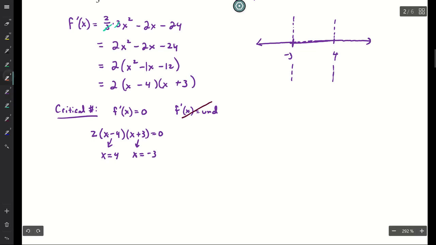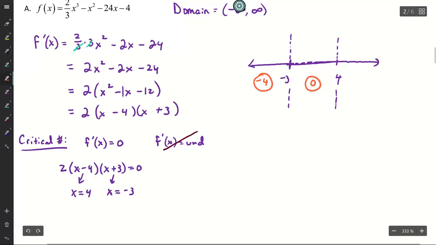And then we want to choose test values between each of the critical numbers. So over here, I could choose, say, negative 4 as a test value. In between negative 3 and 4, I could choose 0. And then to the right, I could choose a 5.